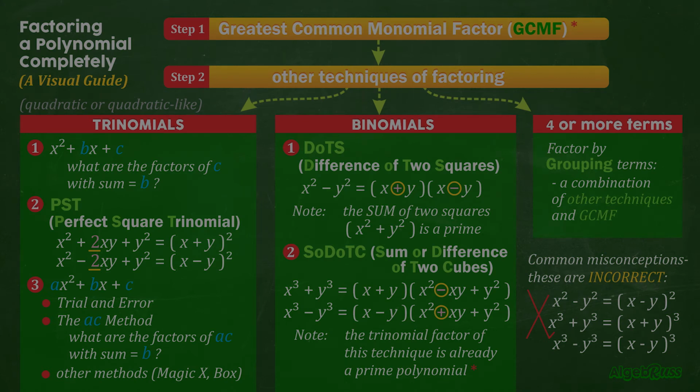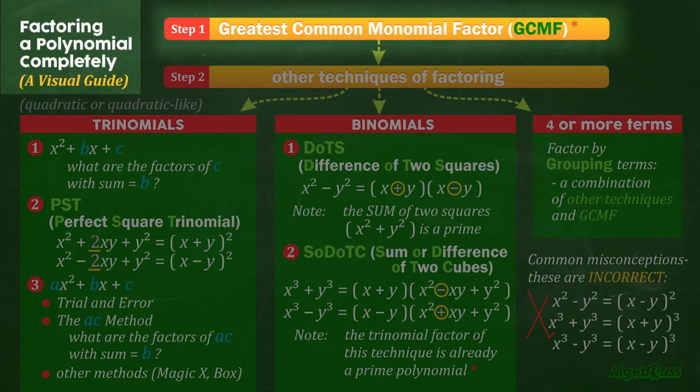Okay, we can now start learning how to factor polynomials completely. The very first step when you're asked to factor is to get the greatest common monomial factor, or GCMF first, which is our lesson for this part of the series. Look at our map. We are currently here. Let's not overwhelm ourselves and let's focus on this part.